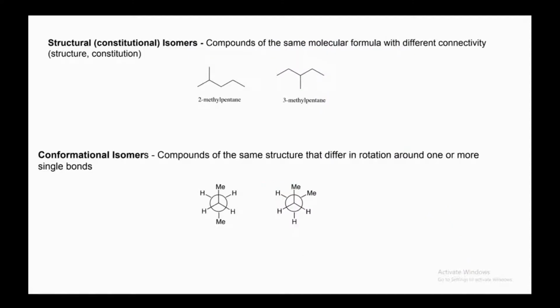Okay, let's move on to the next type of stereoisomeric conformation, that is structural isomers. Compounds of the same molecular formula with different connectivity are called structural isomers.